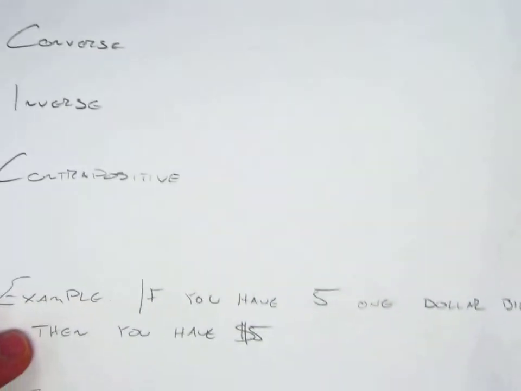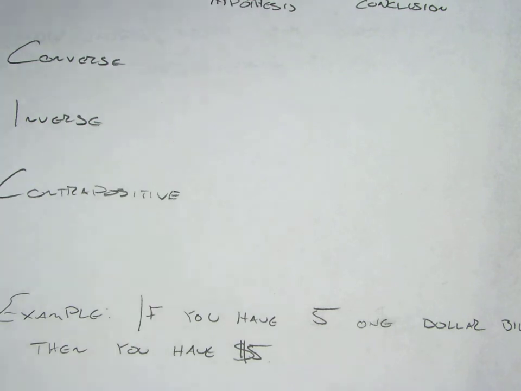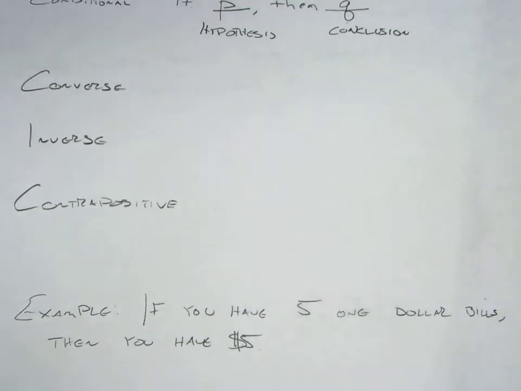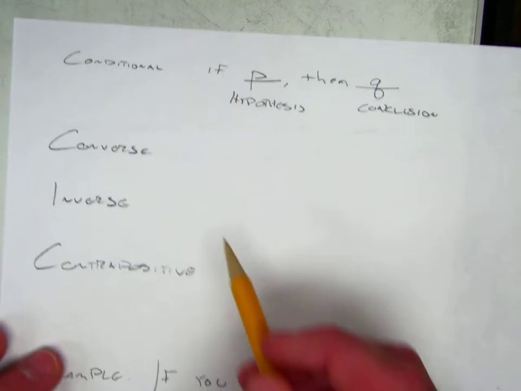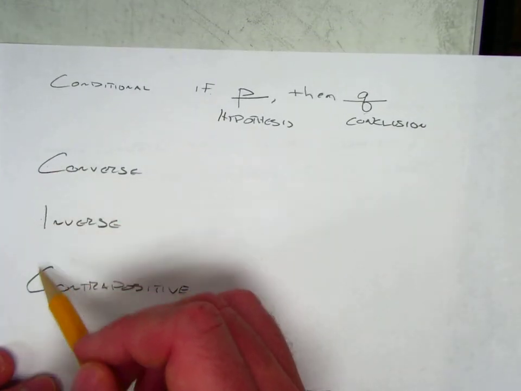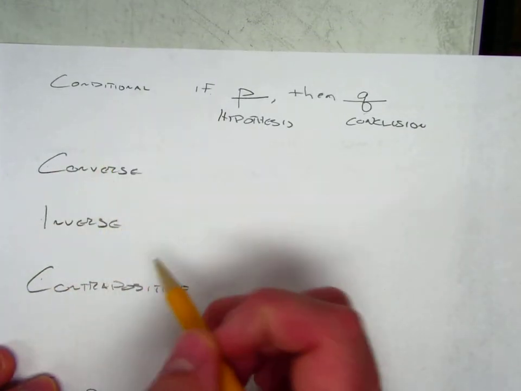An example of a conditional statement I have down here at the bottom, that we're going to look at a little more in a second, says: if you have 5 $1 bills, then you have $5. So we're going to come back and look at this example more in depth in a second. But first I want to talk about these variations of the conditional statement.